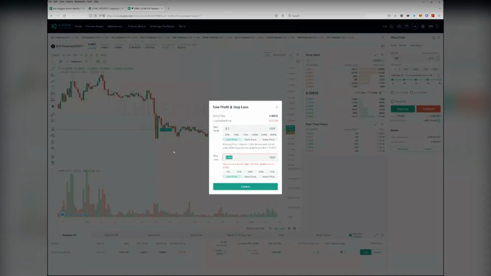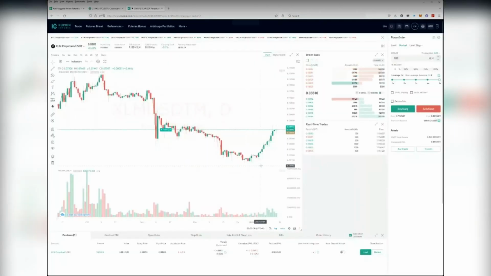Oh, liquidation price is 0.07. See, this is why it's stupid. 0.0727. I can't even have a stop loss really low because the liquidation price is higher, even if I buy only like $5 worth of tokens. I hate KuCoin.